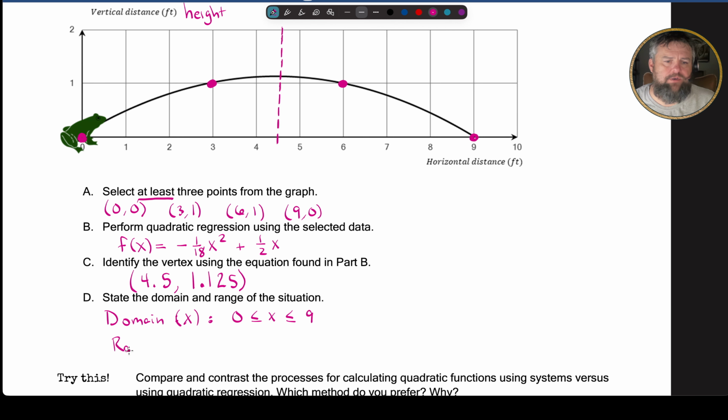The range, those are going to be your y values, goes from the lowest of 0, less than or equal to, not x, but y, less than or equal to the highest point, which is the vertex, 1.125.